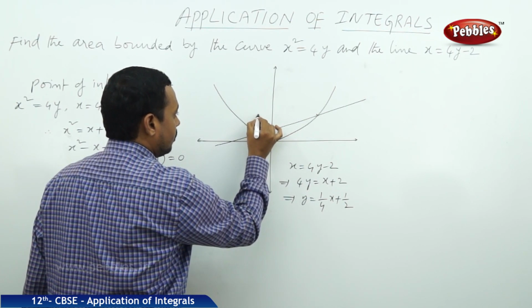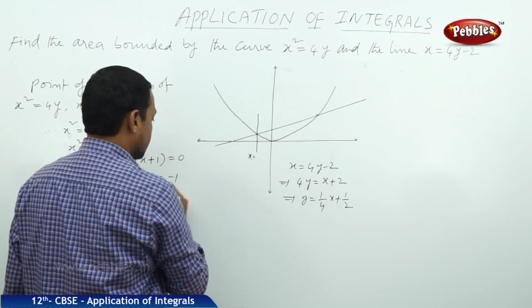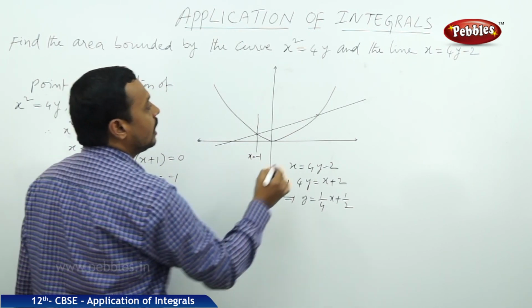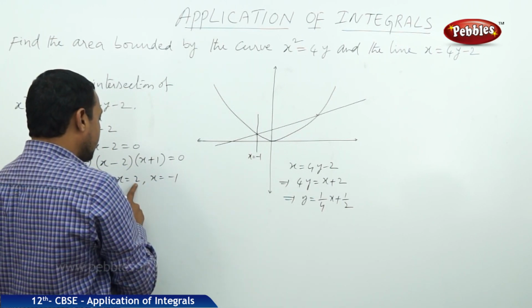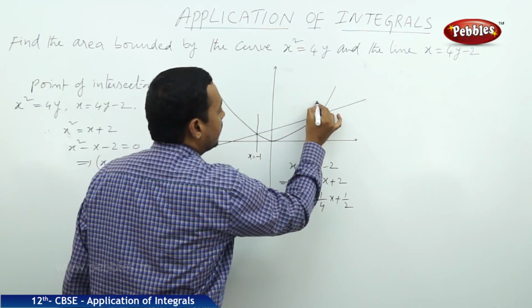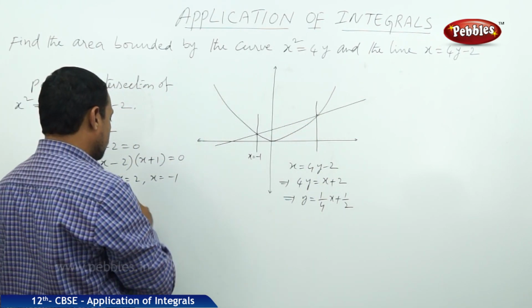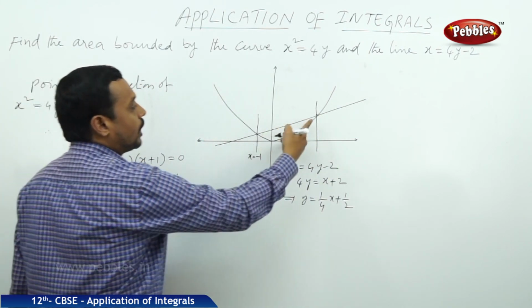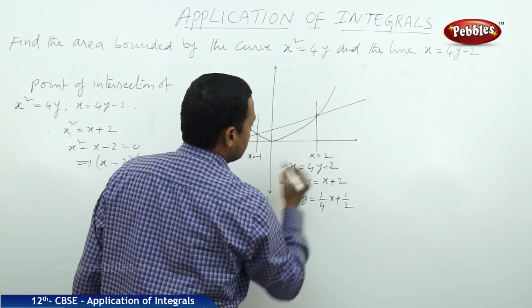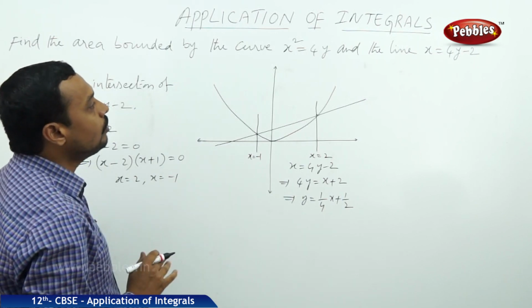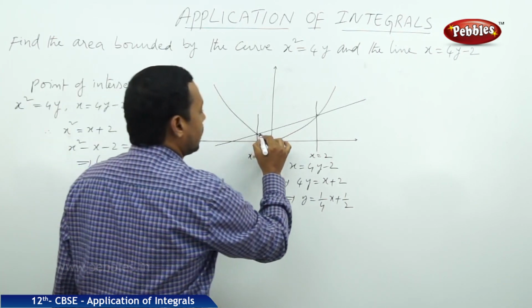Now let us take one line parallel to the y-axis, that is x is equal to -1, and the second point of intersection is at abscissa 2. So let us take one more straight line passing through that point of intersection parallel to the y-axis, x is equal to 2. Now the question is, what is the area bounded by the curve?